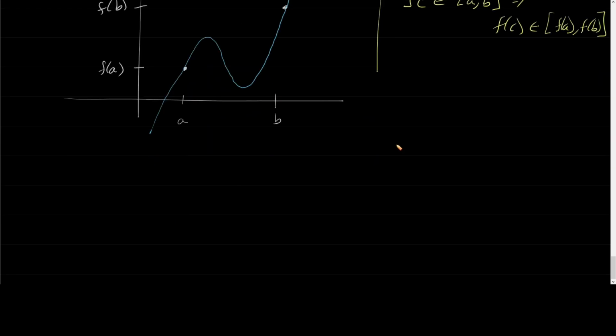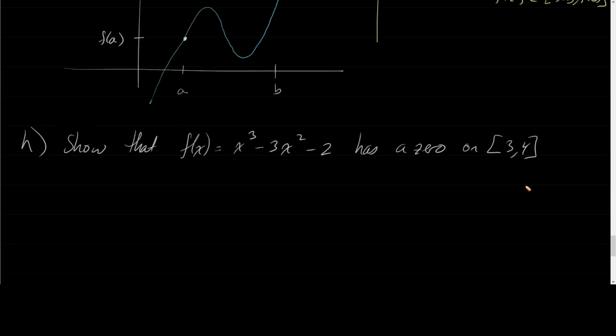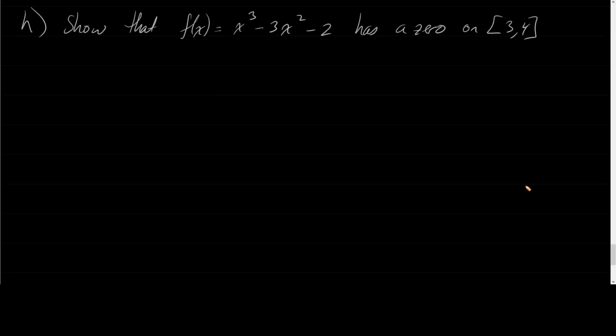Anyway, how do we use this? All right, let's do an example. Show that f of x is equal to x cubed minus 3x squared minus 2 has a 0 on the interval 3, 4.